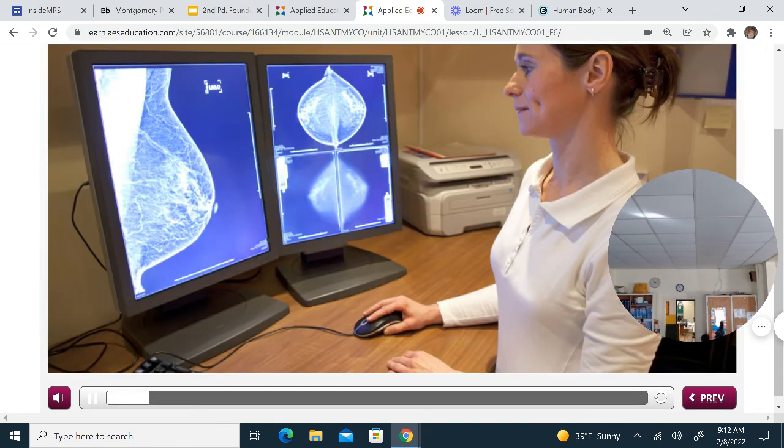Another problem that may occur in the body with abnormal cell growth is tumors.